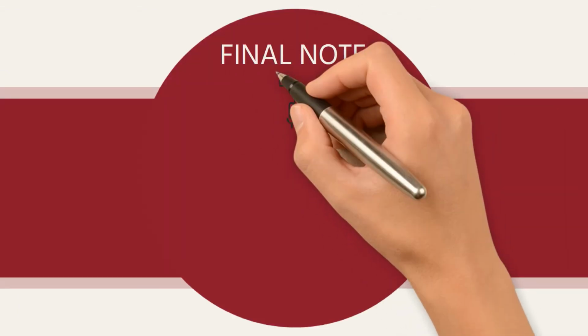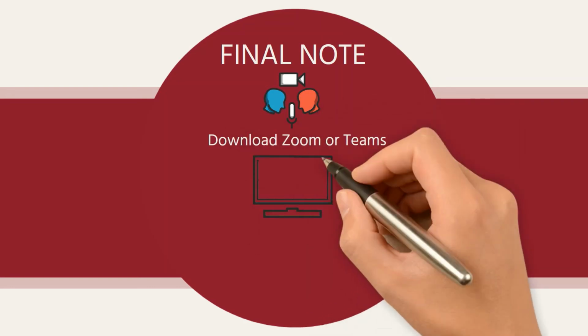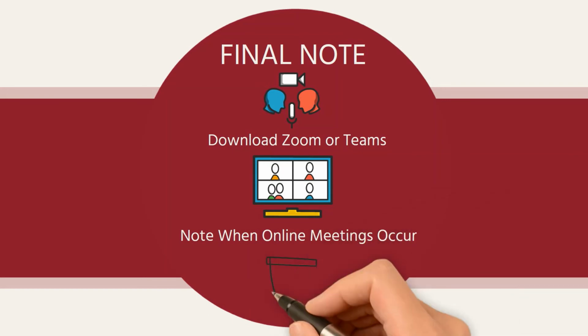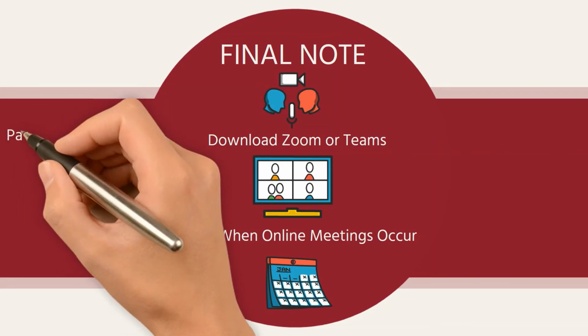Final note: at this point, you should have found out when your very first meeting with your online communications instructor is. It's likely that you will have a Zoom or Teams class with your professor. So, make sure to check on your homepage how to download the Zoom or Teams software if you don't already have it. To take note of when your online meetings occur. And make sure that you've done all of your best practices for taking an online communication course.